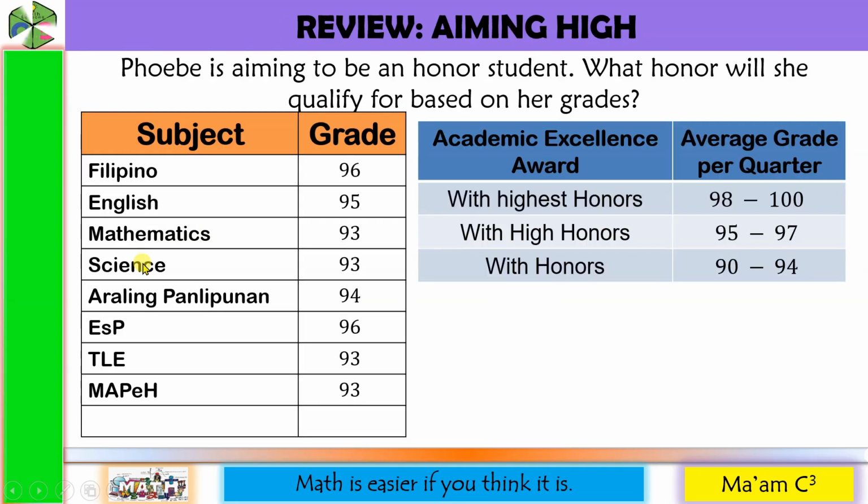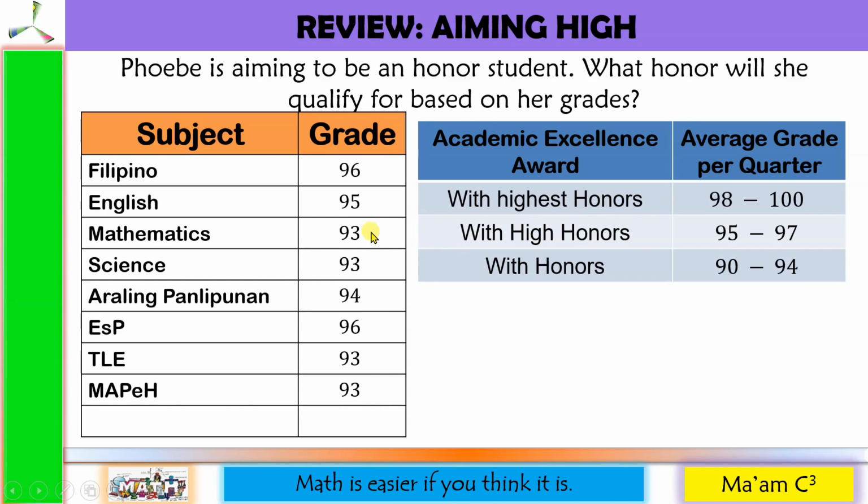Let us have another one. Phoebe is aiming to be an honor student. What honor will she qualify for based on her grades? So here are the Academic Excellence Awards: with highest honors from 98 to 100 average, with high honors 95 to 97 average, with honors 90 to 94 average. To answer the question, we have to get the average grade of Phoebe. To do that, we have to sum up her grades.